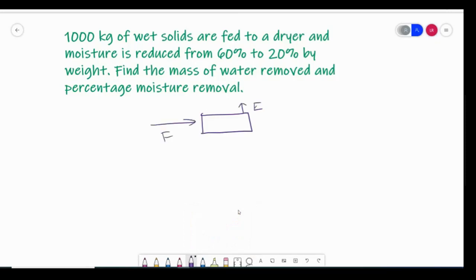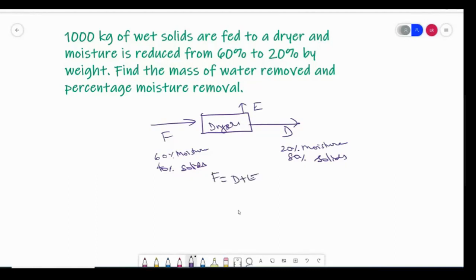You have F, you have E, and we have D. Here 20% moisture, here 60% is moisture. You can alternatively use moisture or water. So here you have 40% solids, here we have 80% solids. Here it is dryer. So what is the overall material balance? F equal to D plus E. And individual material balance for solids is XF into F equal to XD into D. These are equations 1 and 2.